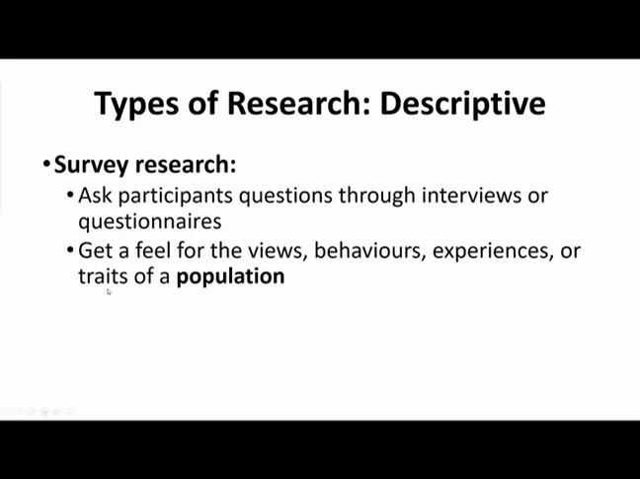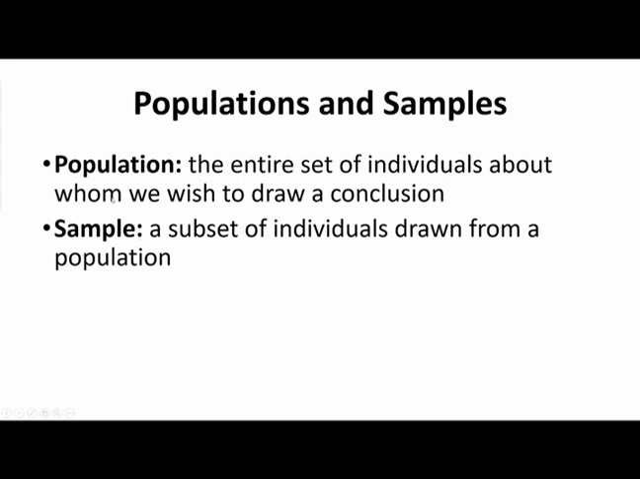So I guess we go to this page here. So when you're conducting research, your goal is usually to try and understand a particular thing, maybe a behavior, in a population, in a group of interest. So we can define our population as the entire set of individuals about whom we wish to draw a conclusion. So our population is everybody that we are interested in.